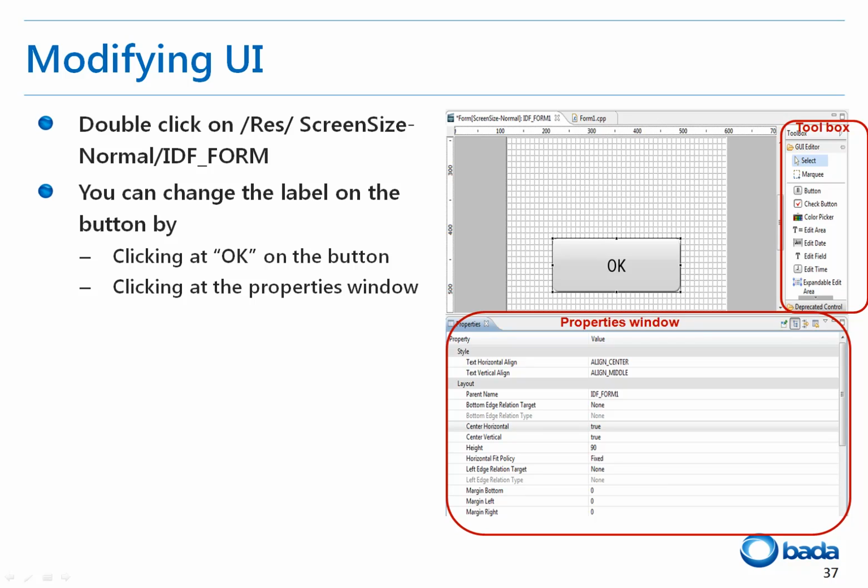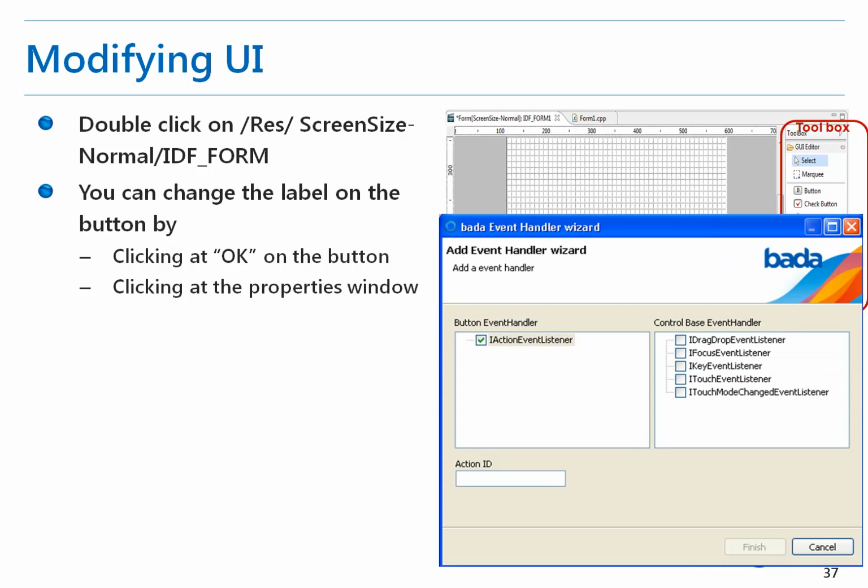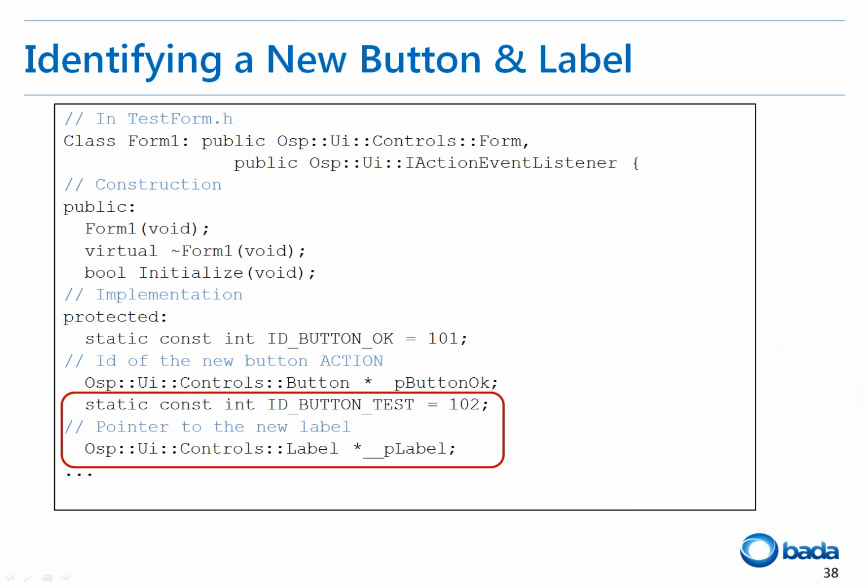Similarly, you can add more controls to the form by dragging and dropping them from the toolbox. Also, by double-clicking on the newly created controls, you get options to add the required listeners. For the action listener, you get the option to add an action ID here. Now, let's check how we can identify the newly added button and label.